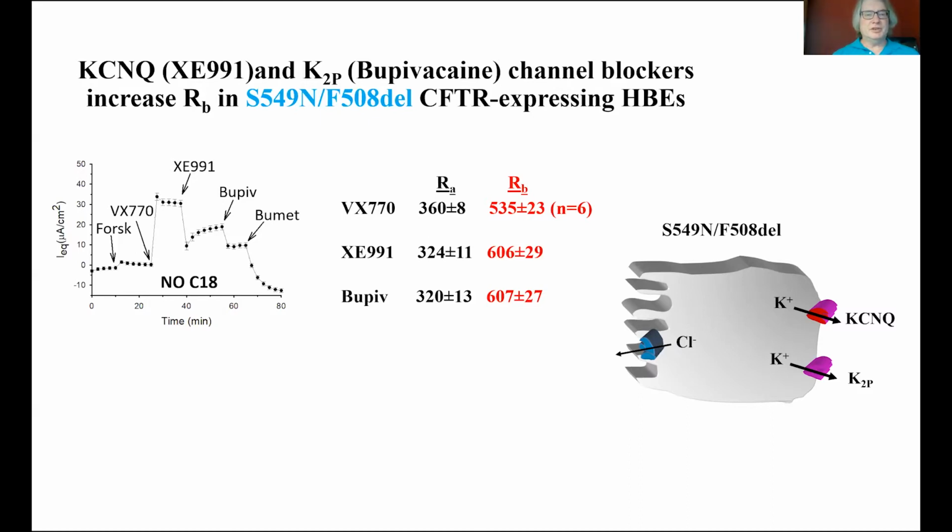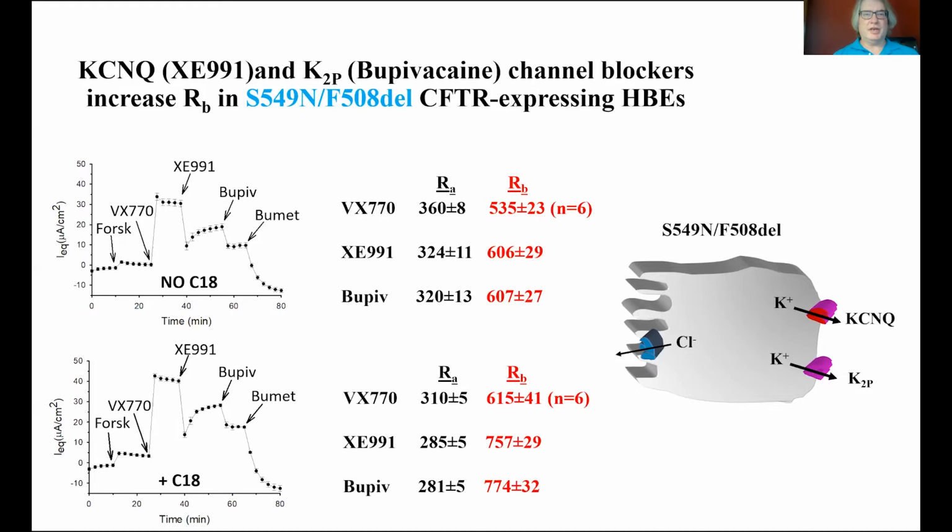We then did experiments in the presence of C18 to correct the F508del CFTR. In this case, the forskolin response and the VX770 response were larger than in the absence of C18, consistent with expression of F508del at the plasma membrane under these conditions. Again, XE991 produced a significant block of this current. And again, the increase in resistance of approximately 140 ohm centimeters squared was all on the basolateral side. The apical membrane resistance, if anything, again slightly decreased.